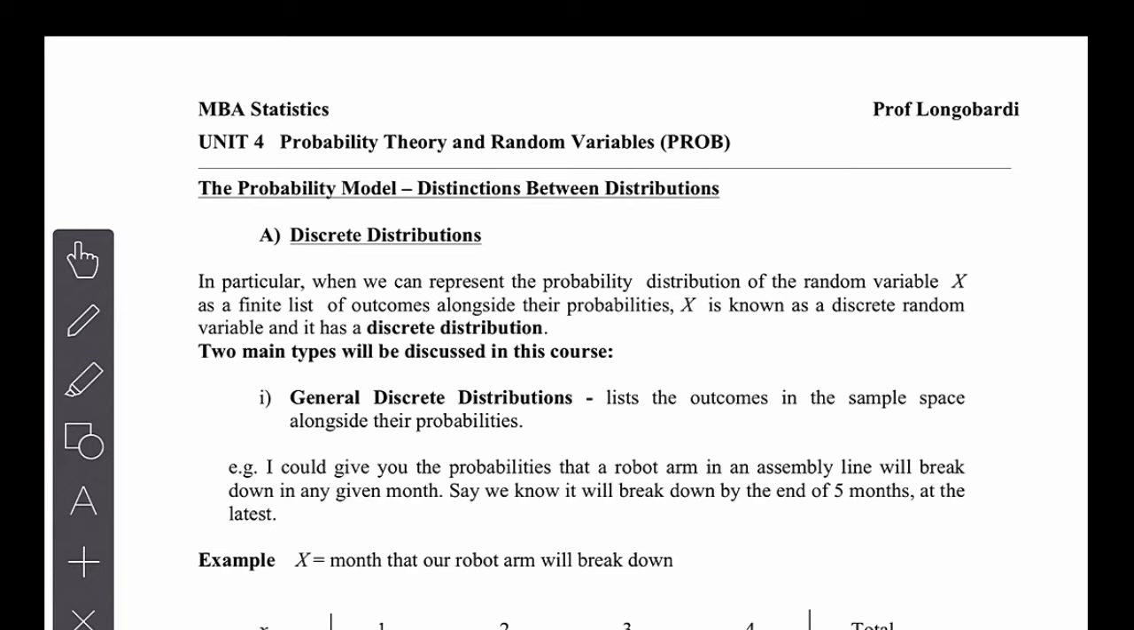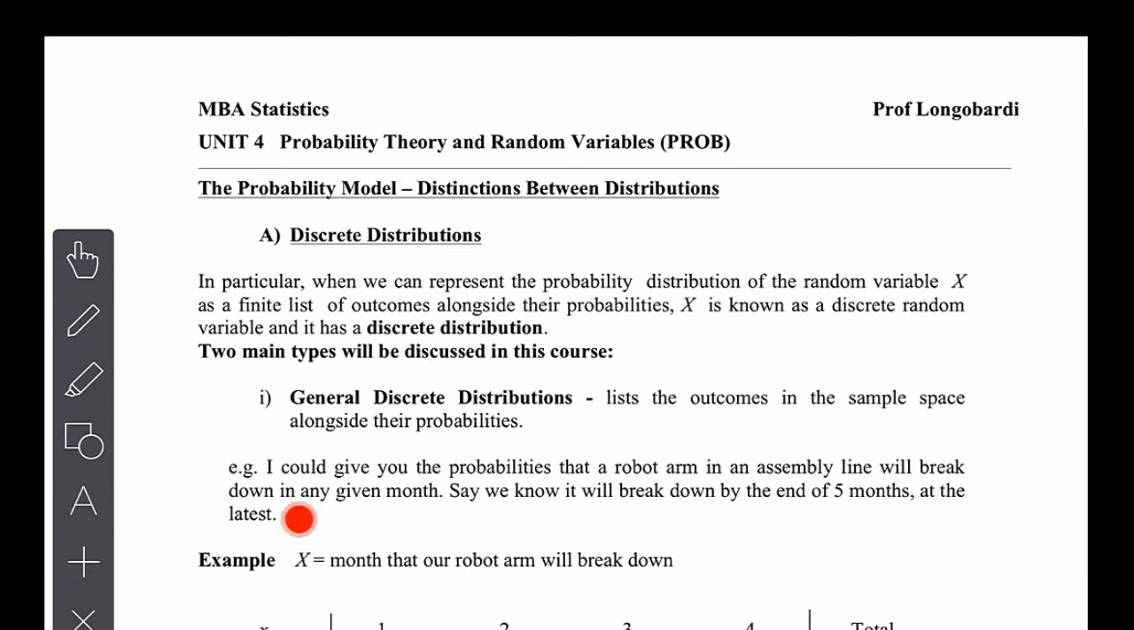So let me read here. In particular, when we can represent the probability distribution of random variable X as a finite list of outcomes alongside their probabilities, X is known as a discrete random variable and it has a discrete distribution. There are the general discrete distributions.